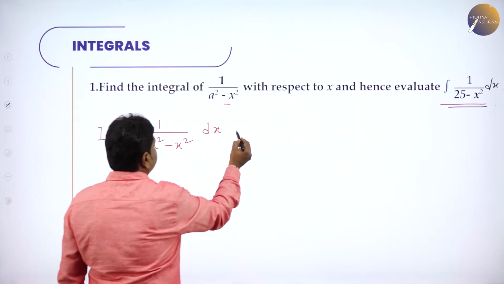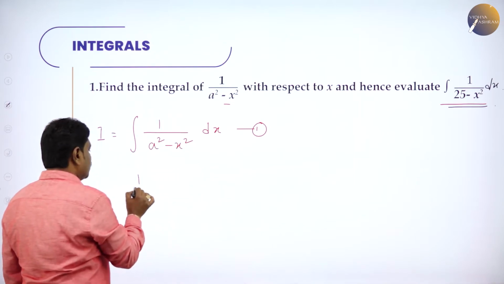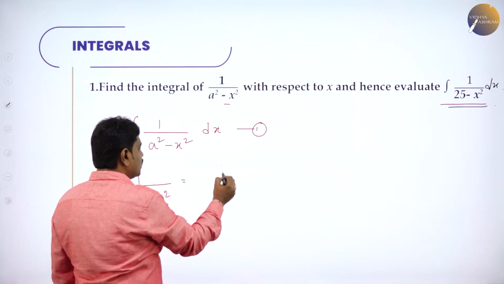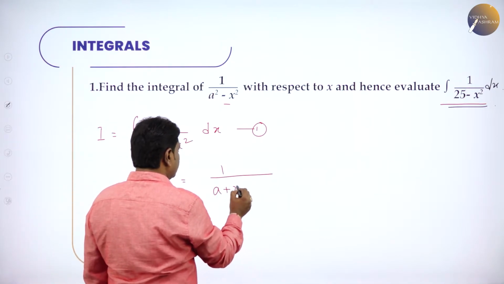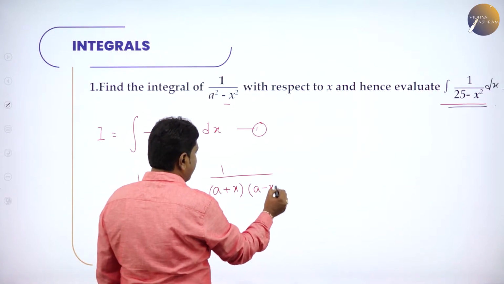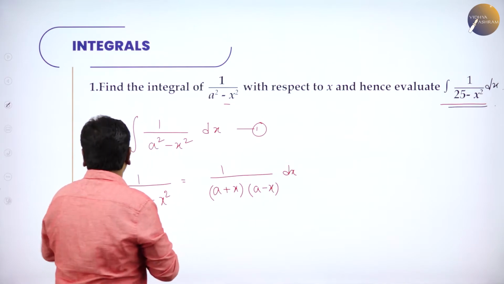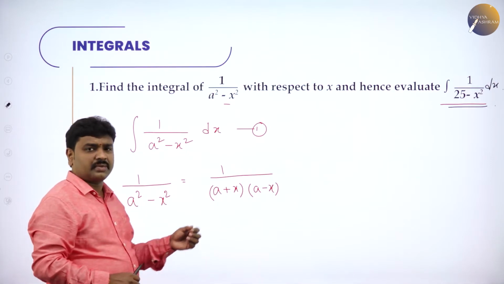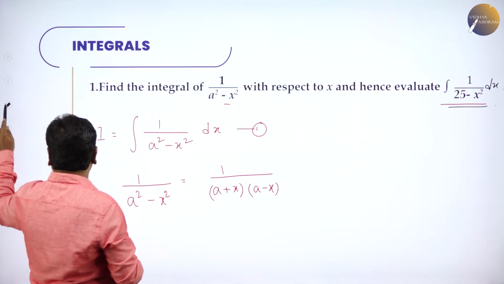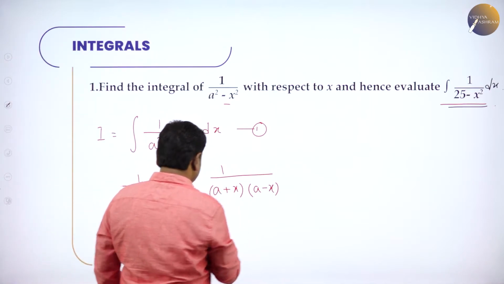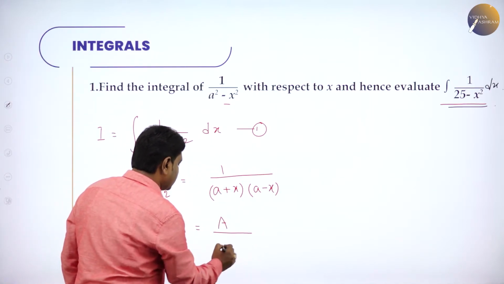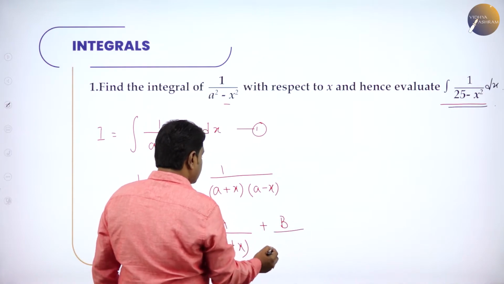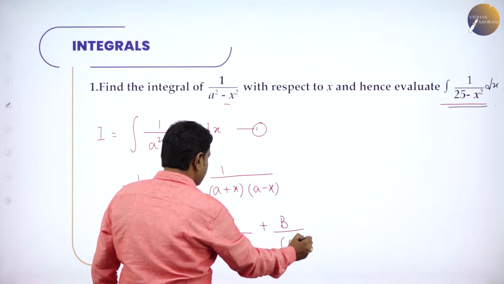Before we go to this, let us take 1 by a square minus x square. All of you know 1 by a square minus x square. Can I write it as 1 by a plus x into a minus x? Sorry, let us not integrate. Let us split this. Here it is a square minus x square, I am writing it as a plus x into a minus x. Further, I can write this as a divided by the first factor. What is the first factor? A plus x, plus b divided by the second factor. What is the second factor? A minus x.